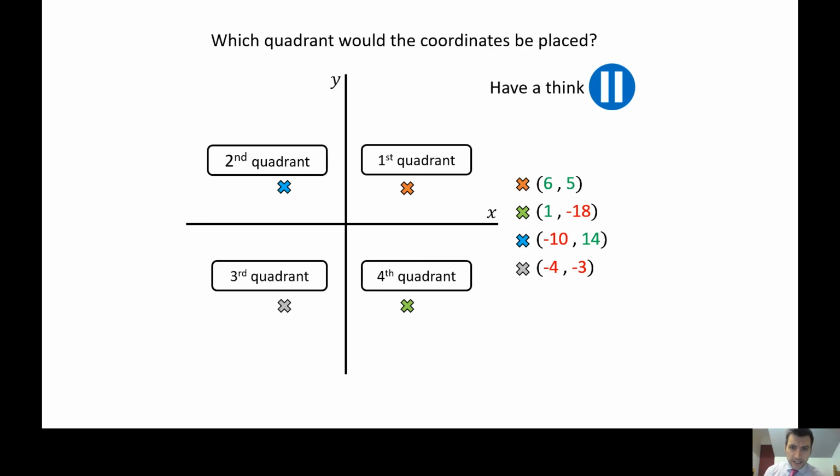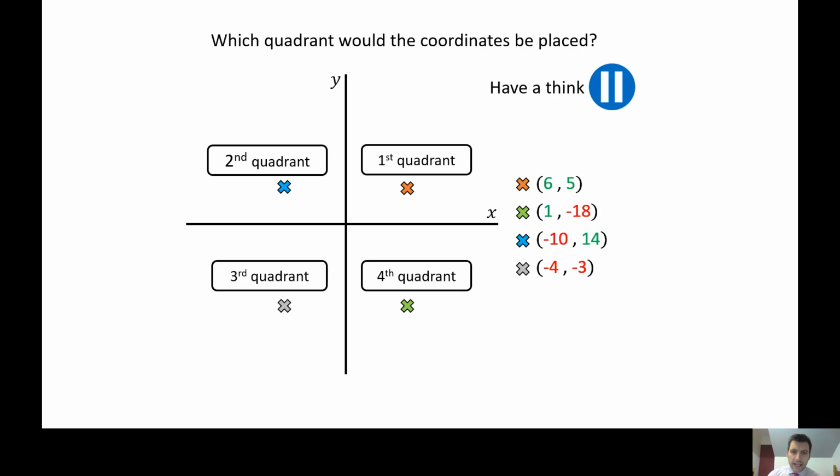Okay, so having a think now about these 4 marks, the orange, the green, the blue, and the grey, where would they be? Hopefully the orange is nice and simple because of those 2 positives. Hopefully the grey is nice and simple because of those 2 negatives. Maybe the green and the blue might be more challenging. Pause it, have a think.